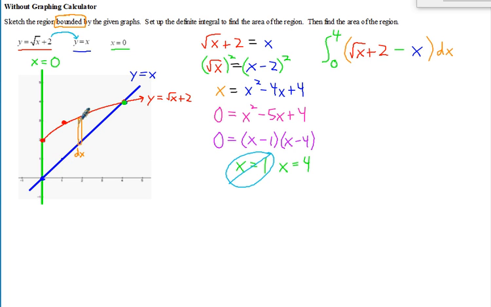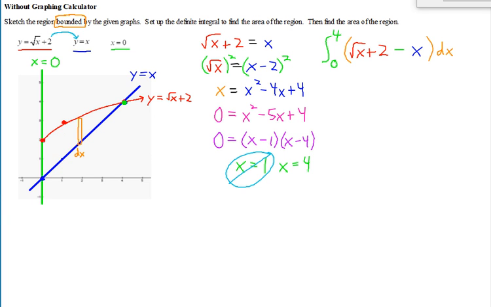But of course, we don't just have this one rectangle. We've got an infinite number of these infinitely thin rectangles we want to add up, and that's what integration does. It integrates or adds up all the areas of all those infinitely thin rectangles from 0 all the way to 4. And that's how it's able to give you the exact area.